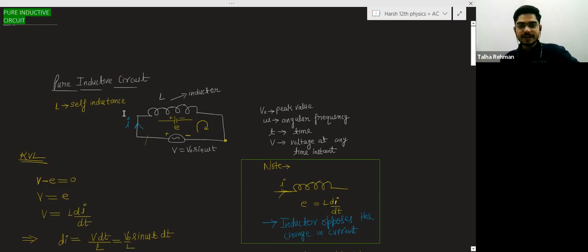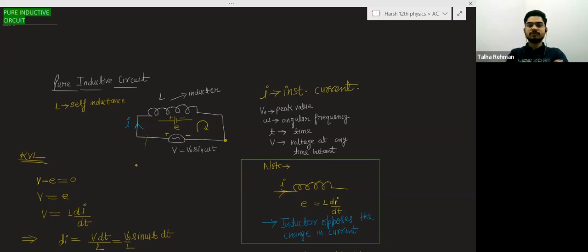Okay, what is this current I? Instantaneous current, right? Yes, sir. I is the instantaneous current. So I am writing here: I is the instantaneous current.